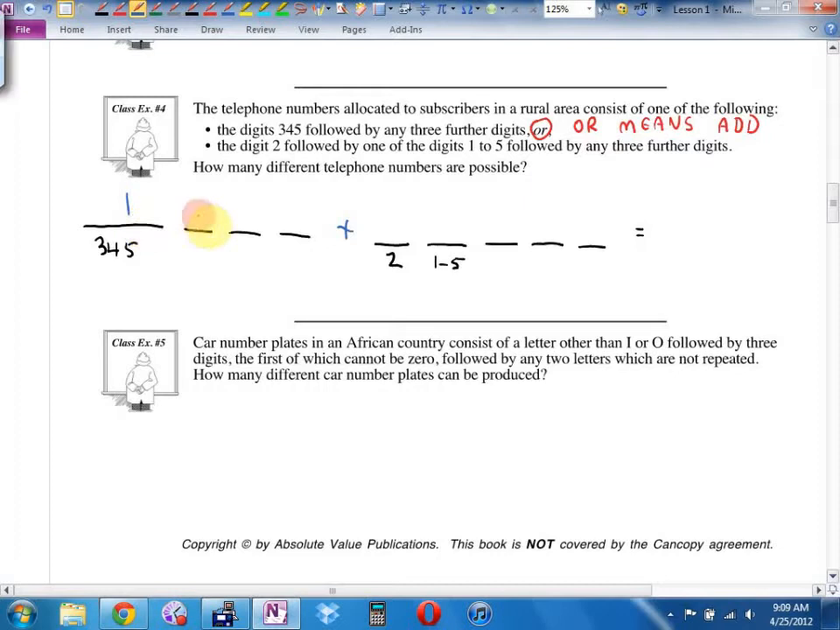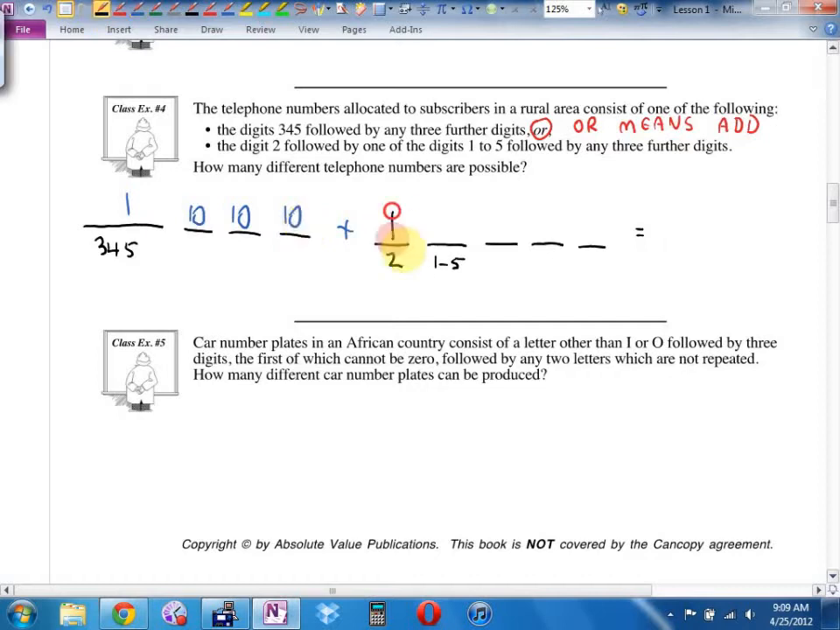So how many choices do I have here? How many digits are there? Did they say we can't begin with a 0? Then let's assume we can. So 10. Did they say we can't repeat? No, then let's assume we can. 10. Oh, and how many choices do I have for the third digit? 10. Or, add.